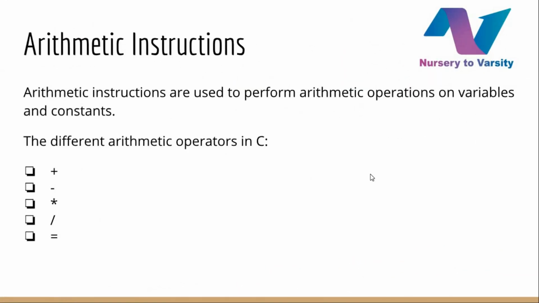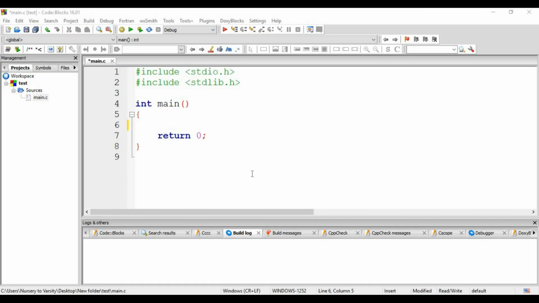Now the next instruction type is arithmetic instructions. Arithmetic instructions are used to perform arithmetic operations on variables and constants. There are different types of arithmetic operators in C: plus, minus, multiplication, divide, and equal to, the assignment operator. Variables and constants are called operands. So let us understand arithmetic instructions with an example.